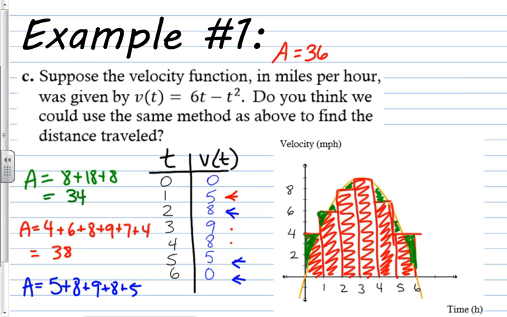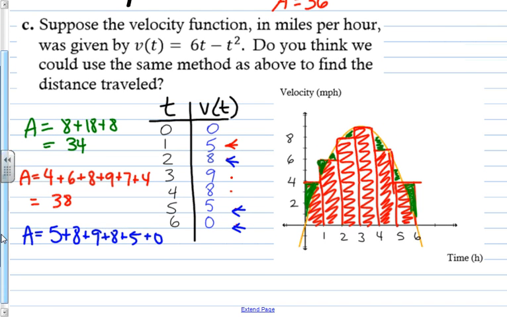You're like, what? Yes, that's okay. So let's see, what do I get here? 5 plus 8, 13, plus 9, 22, plus 8, 30, plus 5, 35. Oh, look at that. That's even closer to 36. Okay? Basically, this is what we're doing today.